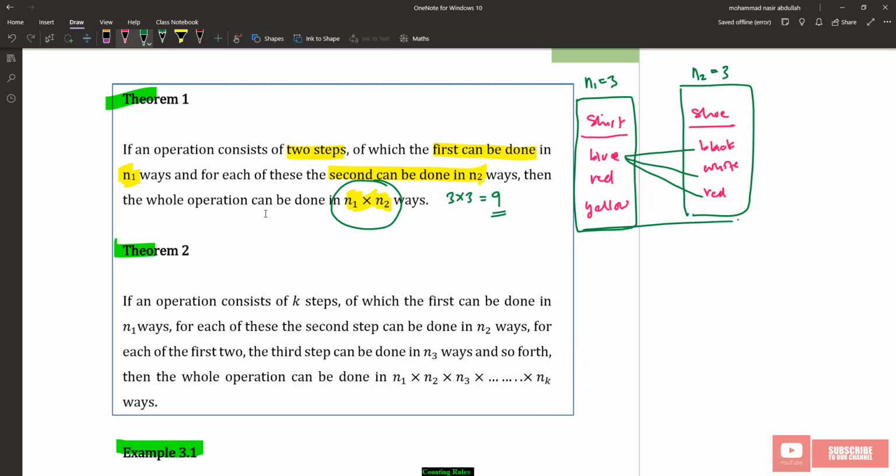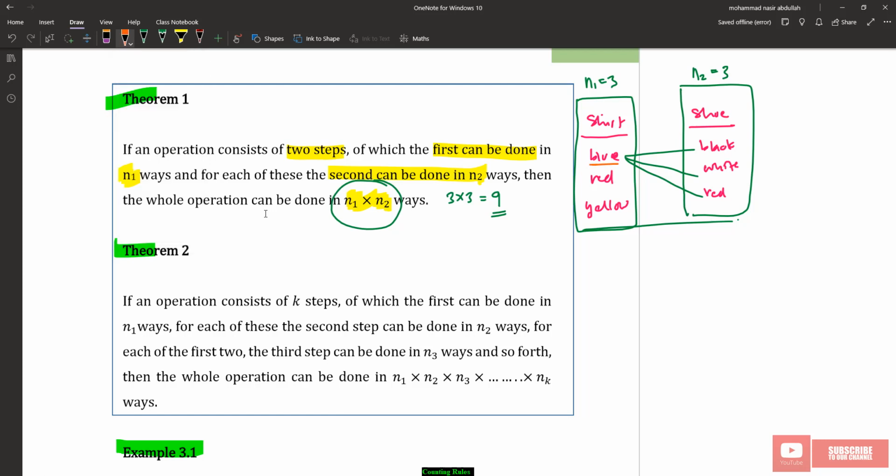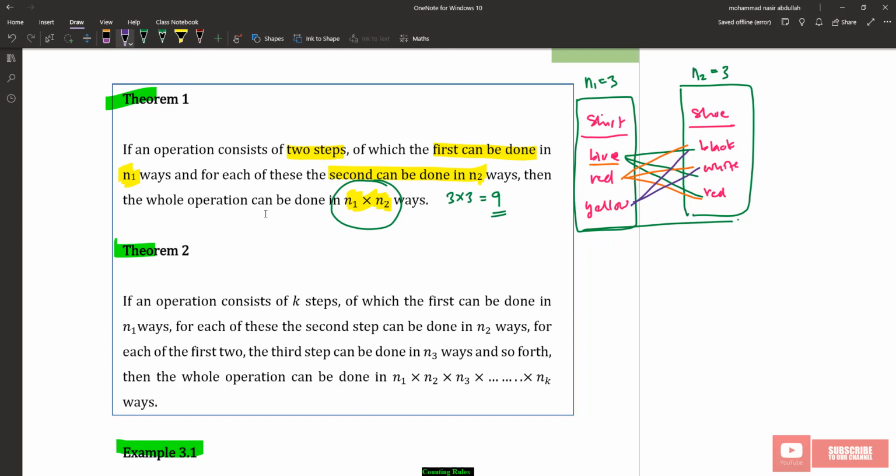If you use manual calculation, for the blue one you have 3 alternatives, for the red one you also have 3 alternatives, and for the yellow shirt you also have 3 alternatives. So altogether you have 9 alternatives. So this is a very important theorem, a very basic theorem. You can use this theorem in many applications, such as in deep learning, to determine how many possible outcomes there are.